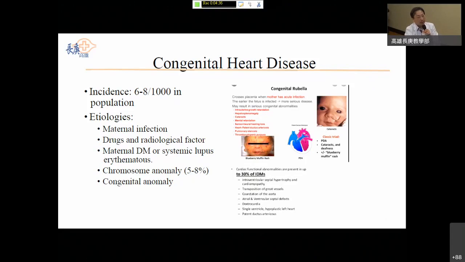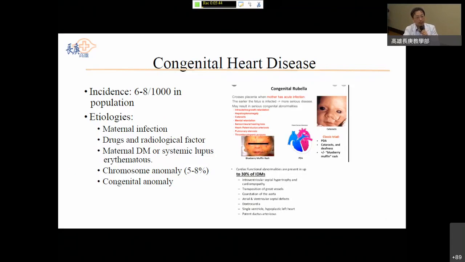So congenital heart disease, as I said previously, it's like 6 to 8 per 1,000 in populations. Most of the etiologies are related to maternal infections, drug or radiological factors, such as any drug that a pregnant mother can take through the course of pregnancy, they all might affect the fetus, the baby, okay? And the third factor is the diseases that the mother has, like DM or SLE, systemic lupus erythematosus. And of course, there are always some genetic anomaly, like some chromosome anomaly, as everybody might know quite a lot, is like Down syndrome. And there are some congenital anomalies, okay?